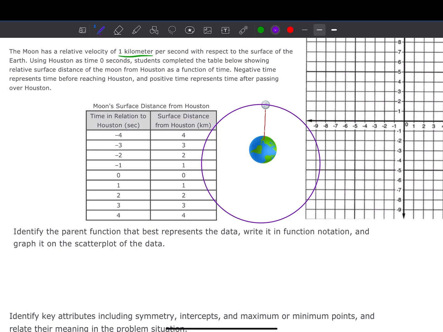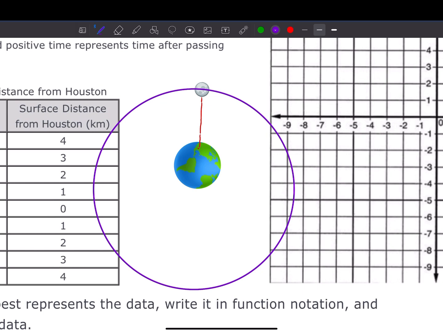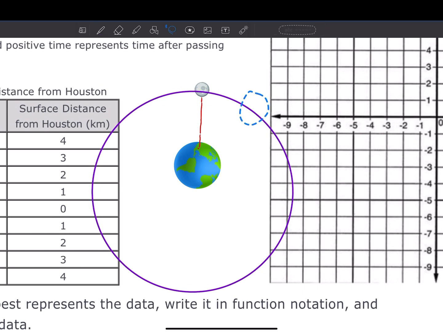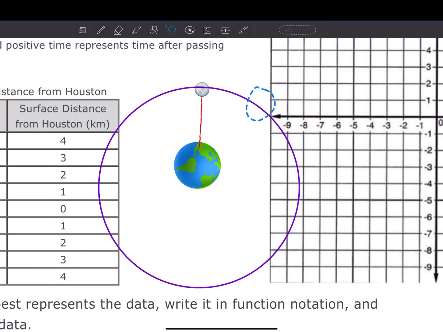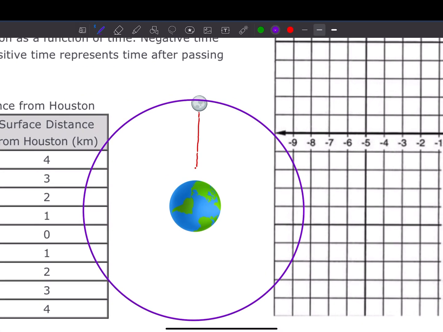There we go. iPad lets me cheat. So, we have the orbit of the moon and the Earth. And let's just say, as the moon is rotating around the Earth, it's following this path. Assuming it's going clockwise, then at some point it is exactly over Texas, exactly over Houston.